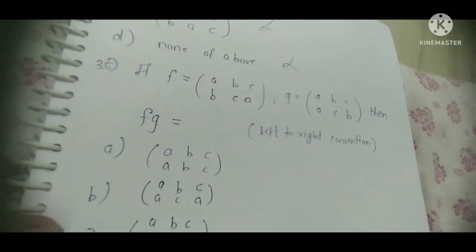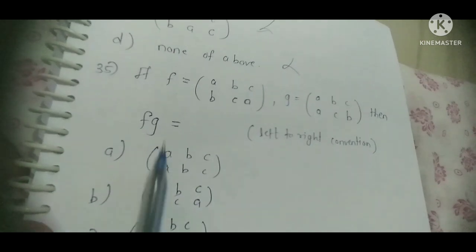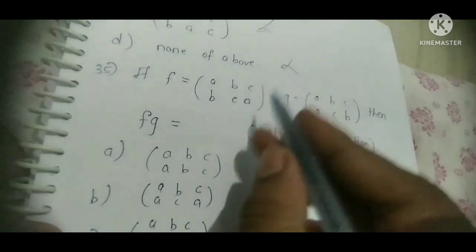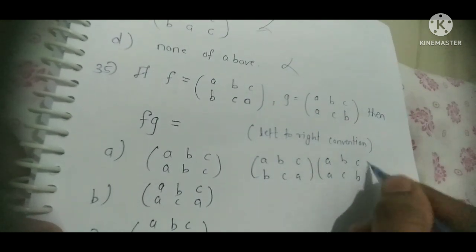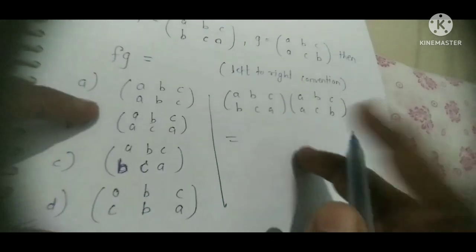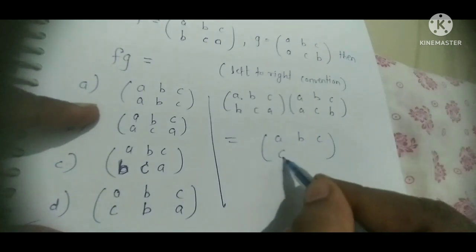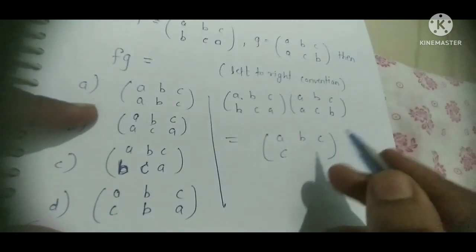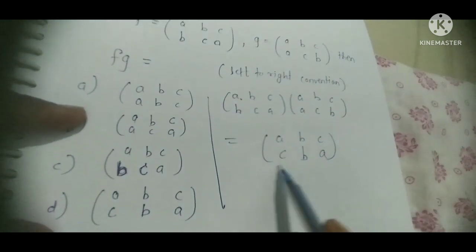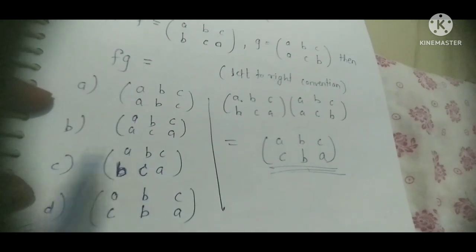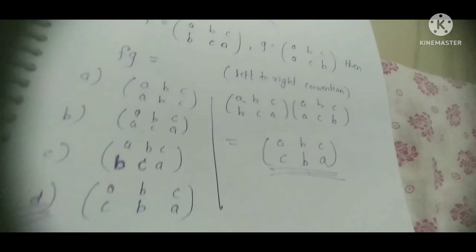Next MCQ. If F is equal to this permutation and G, then what is the product of F into G? We always use the left to right convention. So write here A, B, C, B, C, A. And A, B, C, A, C, B. So how can you calculate this? Write domain first, A, B, C. Write first row: A maps to B, B maps to C, means A maps to C. B maps to C, C maps to B, means B maps to B. C maps to A and A maps to A, so C maps to A. So select this one. Where is this option? C, B, A. So option D is the correct one.